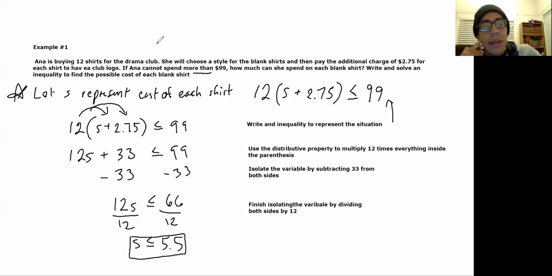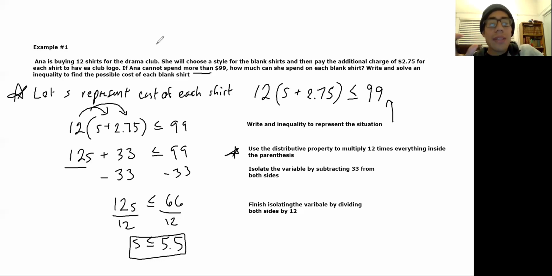The next step would be to solve it. In this case, we have to use the distributive property because we have parentheses here, right? If you think back to week 2, the number on the outside of the parentheses multiplies by everything inside the parentheses. That means the 12 multiplies by the S. That's how we got 12S. 12 is also going to multiply by the positive 2.75. If we put that into the calculator, we end up getting 33, right? So we have 12S plus 33 is less than or equal to 99. That's what happens after we distribute. That's this step right here.